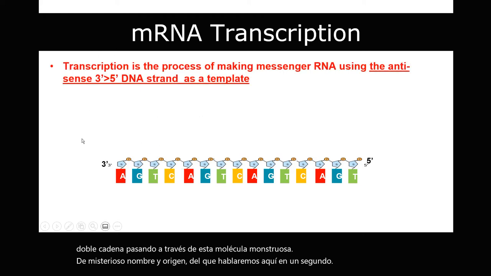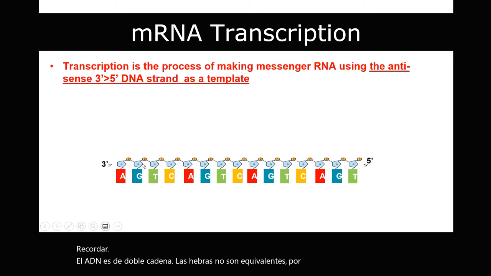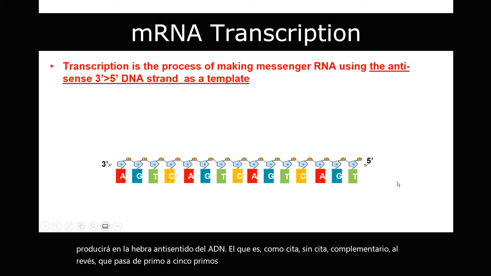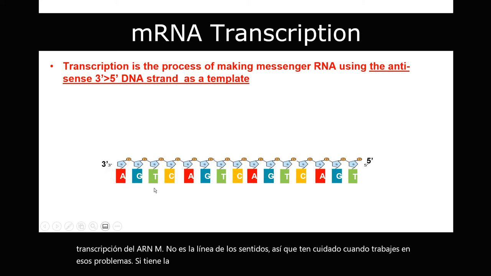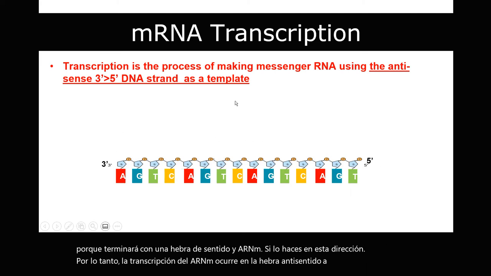So, transcription. Remember, DNA is double-stranded. The strands are not equivalent. So transcription is going to occur on the antisense strand of DNA, the one that's quote-unquote complementary backwards, the one that goes 3' to 5'. So this is what mRNA transcription is occurring on. It's not the sense strand. So be careful when you're working on those problems. If you have the option of two DNA strands, it's the antisense strand, right? Because you're going to end up with a sense strand in mRNA if you do it this direction. So transcription of mRNA happens on the antisense strand, the 3' to 5', as the template.